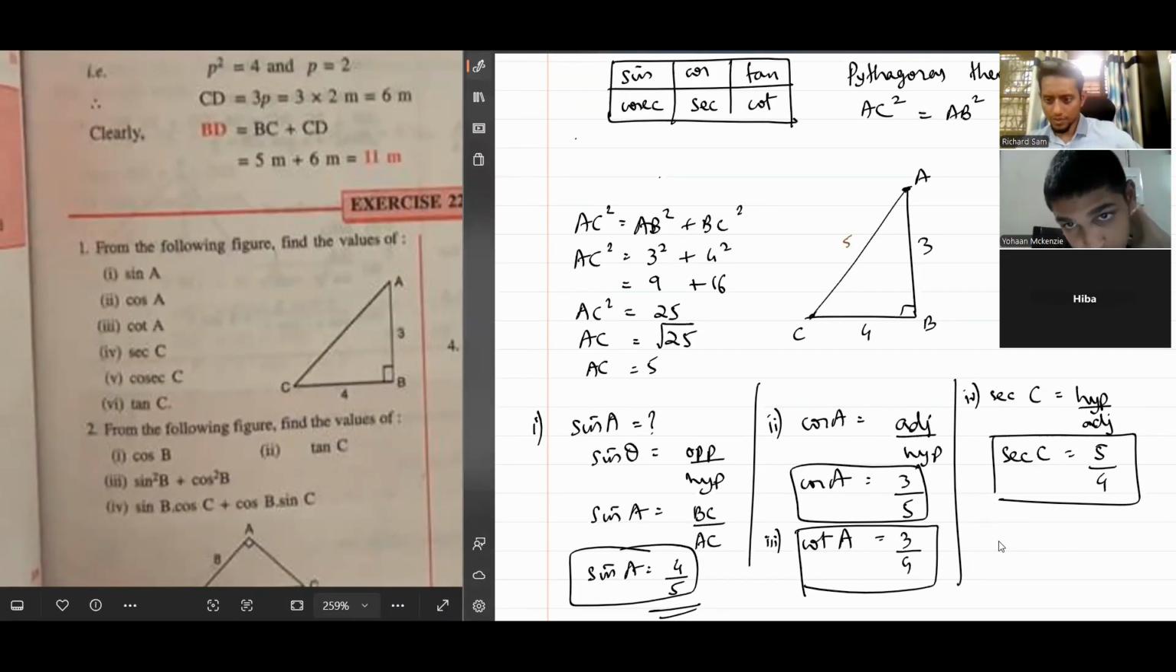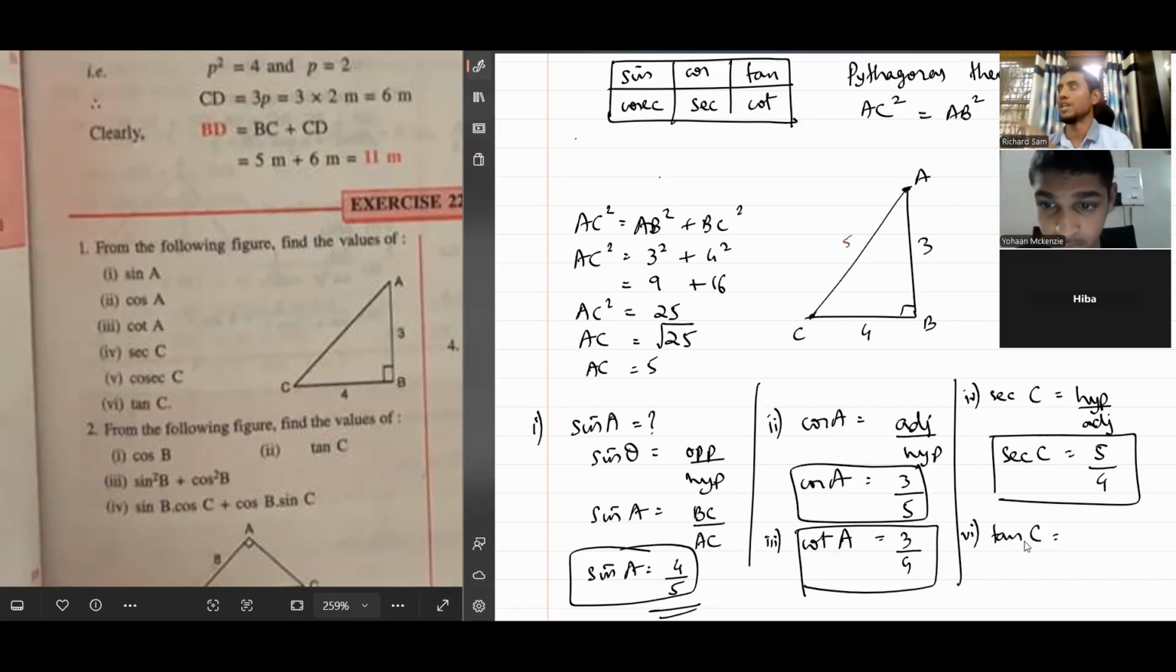Johan, what did you get for tan C? Sir, I got 3/4. You said 4/3. Hiba, you said 3/4. Okay, let me solve it. Most of you got 3/4. So the tan formula is what? Opposite upon adjacent. So from C, what is opposite? Opposite to C is AB, that's 3. Upon adjacent, adjacent is 4. 3/4.